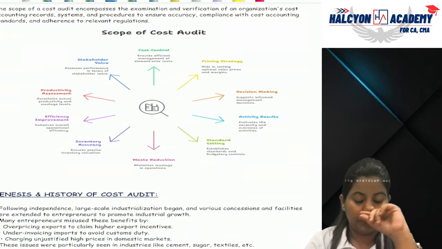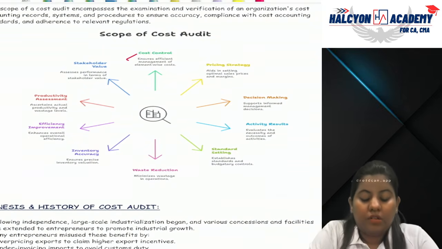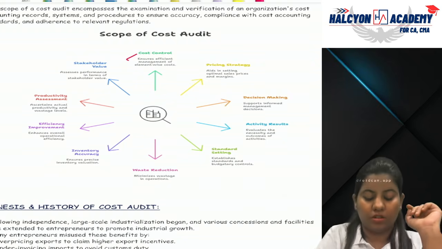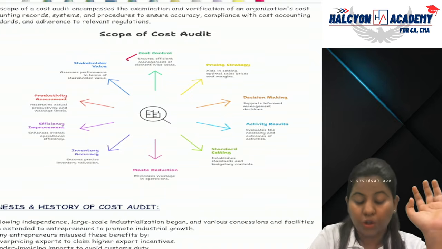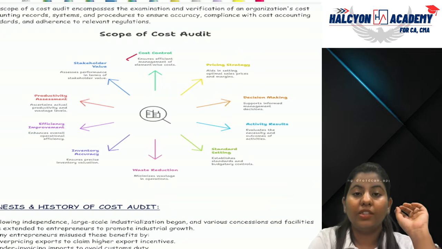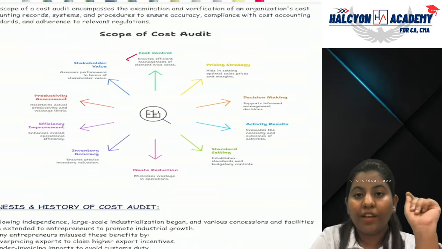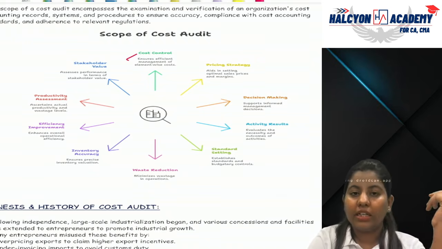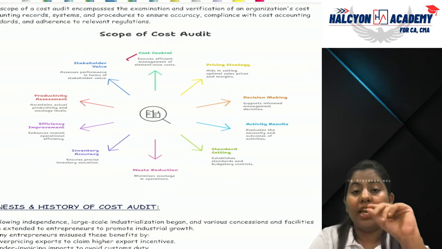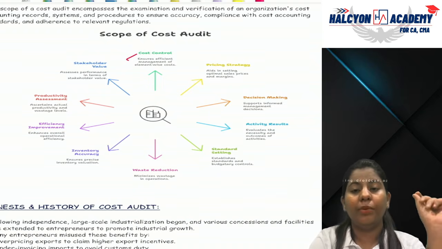See, the first point is cost control. The cost audit ensures the efficient management of element-wise cost. Now, what is element-wise cost? Element-wise cost means the cost of each and every element. It helps us to find out the cost of each and every element, like the cost of material separately, the cost of labor separately, the cost of overhead separately. So we have to find out the cost of each and every element separately.